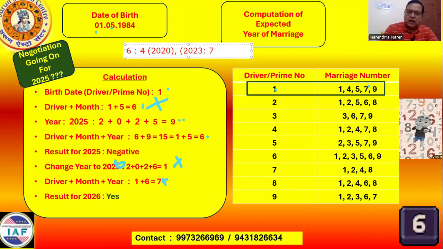7 it is giving, and in this way we are getting here 6 plus 7, 13, which will give 4. In this way, 2020, again 4 here we got in 2023. 2026 we are getting here 1, I mean 7.